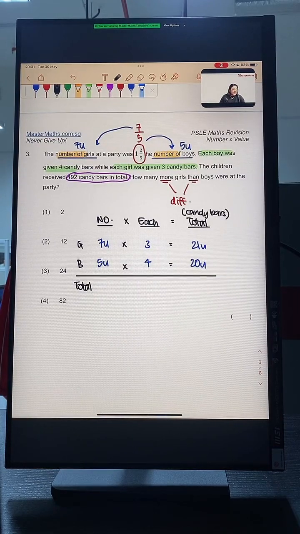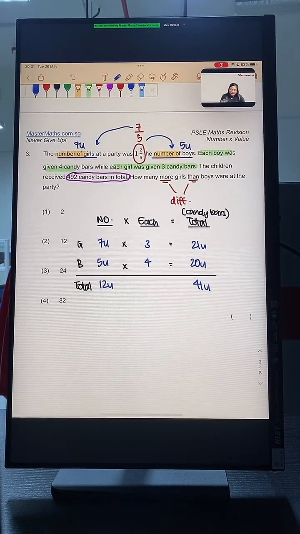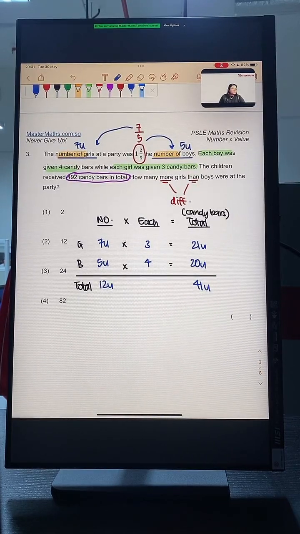So 7 plus 5 makes 12. So there are 12 units of people in total. 21 plus 20 makes 41 units. Do we understand what is going on here? Anybody needs me to repeat the table one more time? If you need, please type it into the chat.